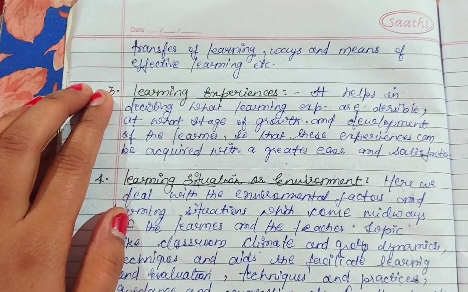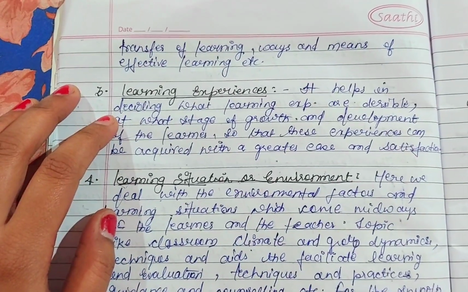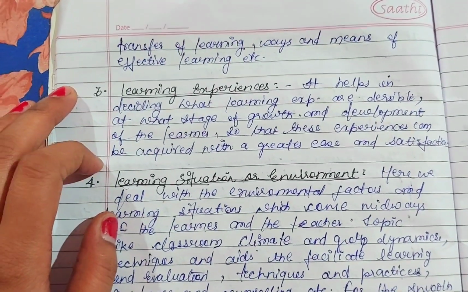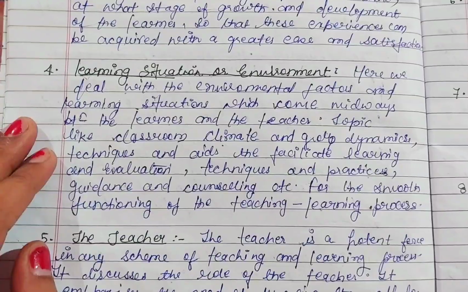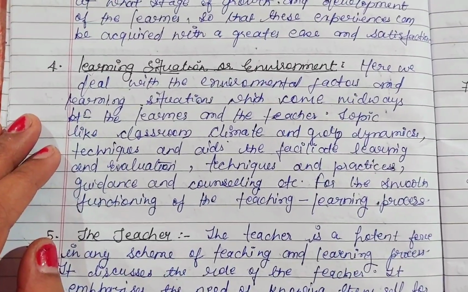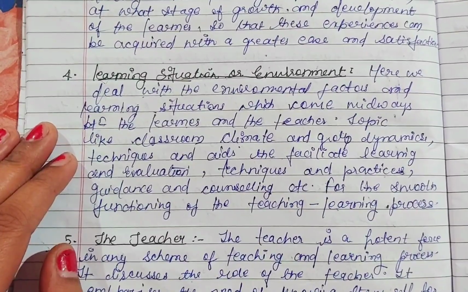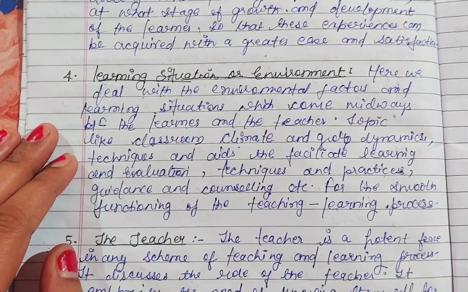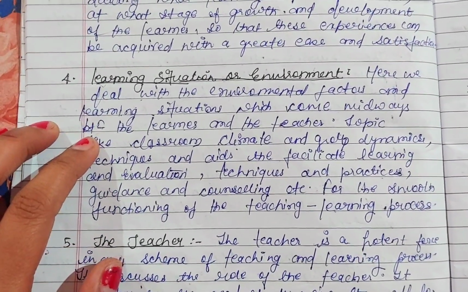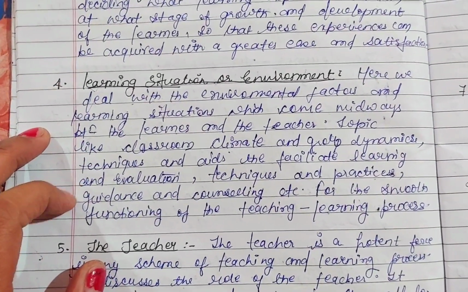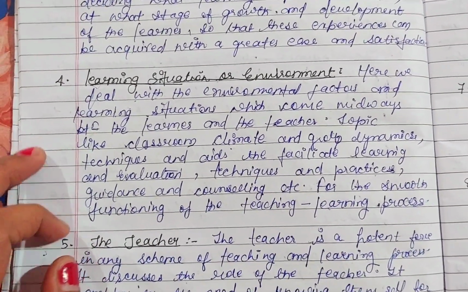Number three, learning experiences. It helps in deciding what learning experiences are desirable at what stage of growth and development of a learner, so these experiences can be acquired with greater ease and satisfaction. Number 4, learning situations and environment. Here we deal with the environmental factors and learning situations which come midway between the learner and the teacher. Topics like classroom climate and group dynamics, techniques and aids that facilitate learning, evaluation techniques and practices, guidance and counseling for the smooth functioning of the teaching-learning process.